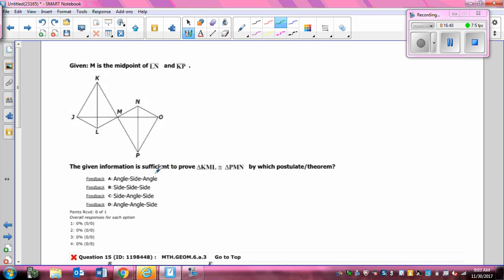Given the information, is it sufficient to prove congruence, and by which postulate? Okay, so we know that M is the midpoint of two line segments. LN, which means LM is congruent to MN, and KP, which means KM is congruent to PM. And we know we have vertical angles, so we're talking about these triangles right here probably.